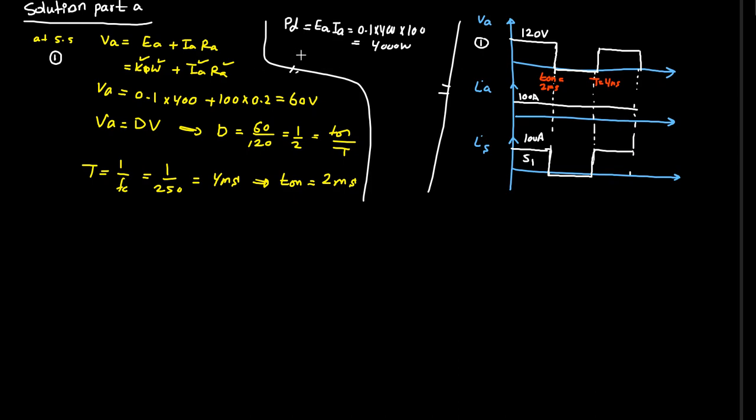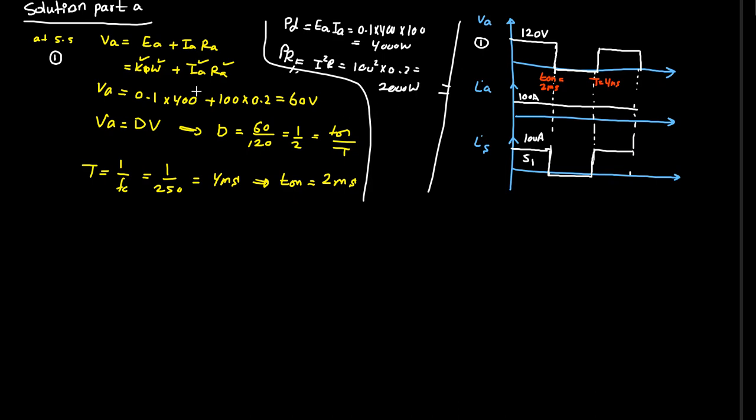Now the dissipated power through the resistance RA: the power in the resistance will equal I square R, so this will equal 100 square multiplied by 0.2, so this is 2000 watt.